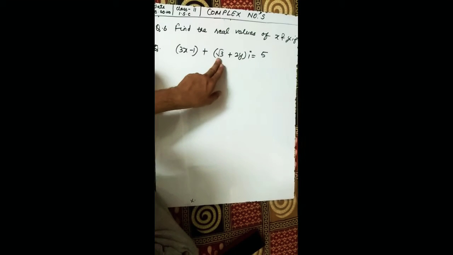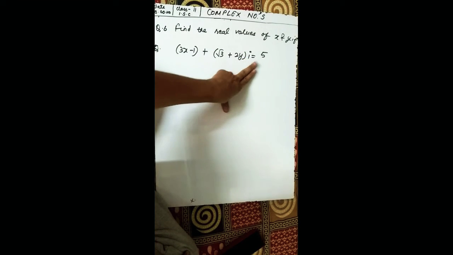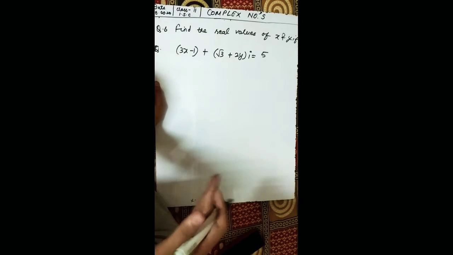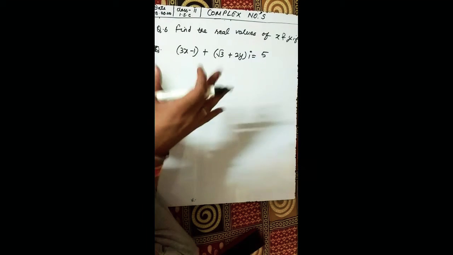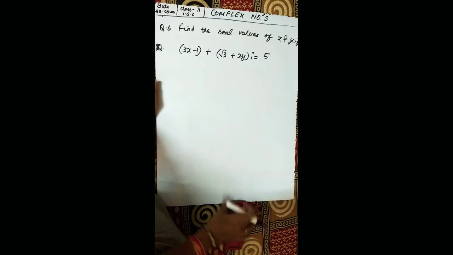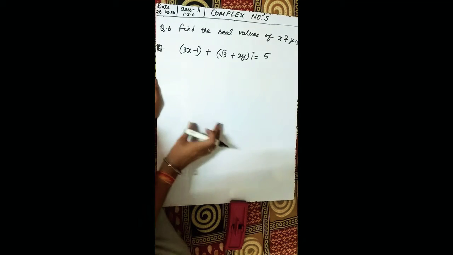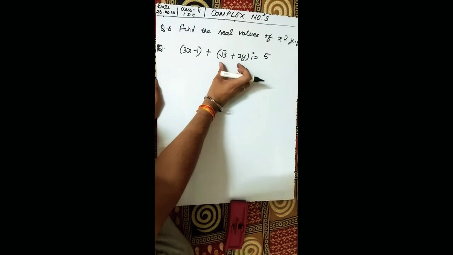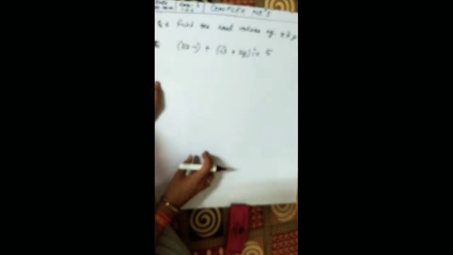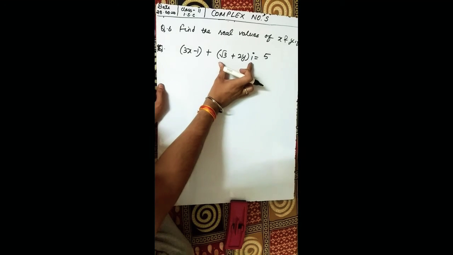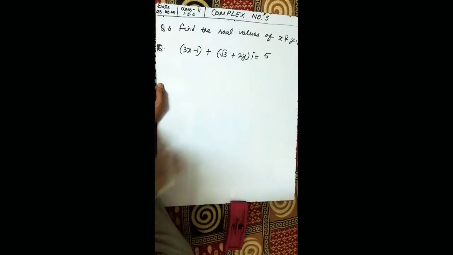Now let us come to the next kind of question. Find the real values of x and y if (3x minus 1) plus (root 3 plus 2y) times i is equal to 5. We need to find the real values of x and y. So for that, we need to compare the things. Whatever real part is in the LHS, you compare it with the RHS, and whatever imaginary part you have in the LHS, compare it with the RHS. As we see that we have real and imaginary parts in the LHS, but we have only the real part in the RHS. So we write this as 5 plus 0i. Can we write like this?